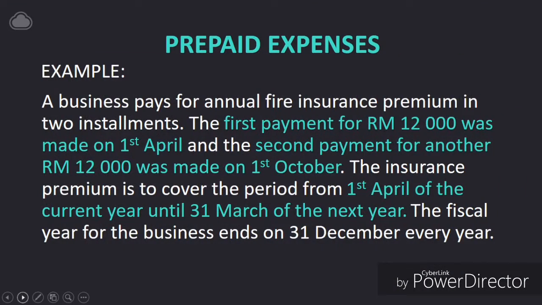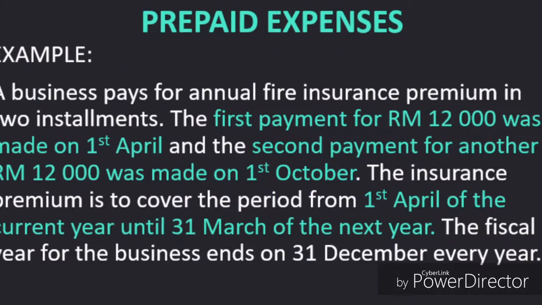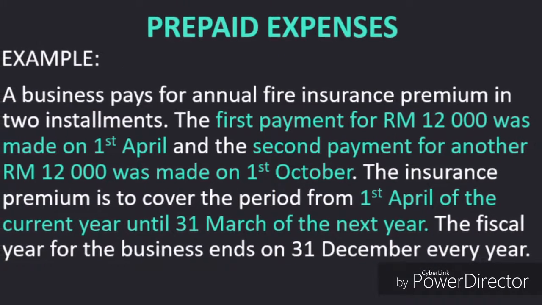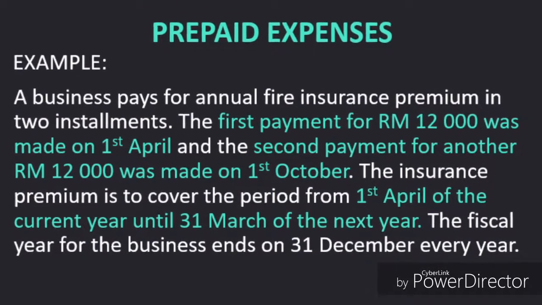A business pays for annual fire insurance premium in 2 installments. The first payment of 12,000 ringgit was made on 1st April and the second payment of another 12,000 ringgit was made on 1st October. The insurance premium is to cover the period from 1st April of the current year until 31 March of the next year. The fiscal year for the business ends on 31 December every year.